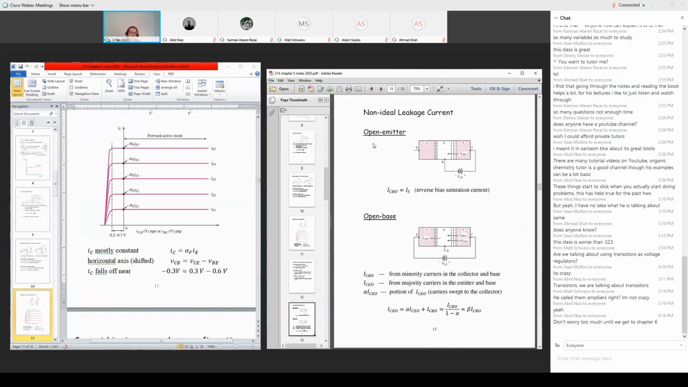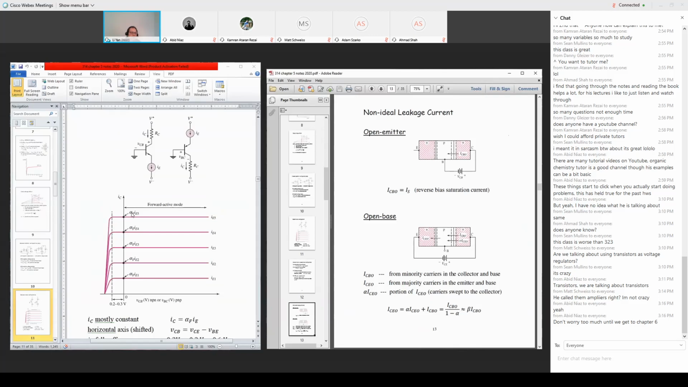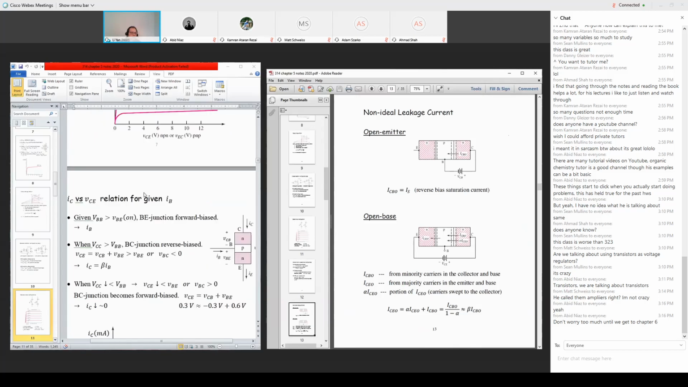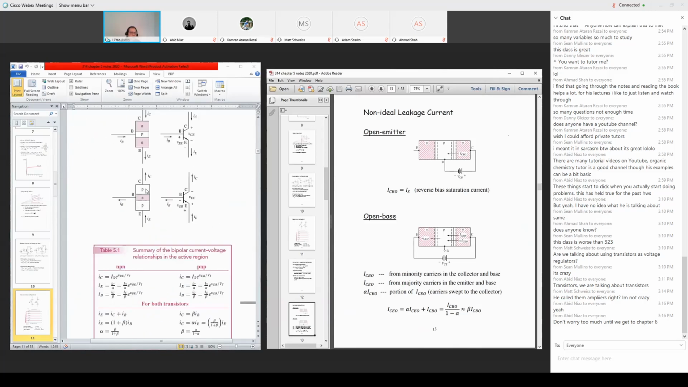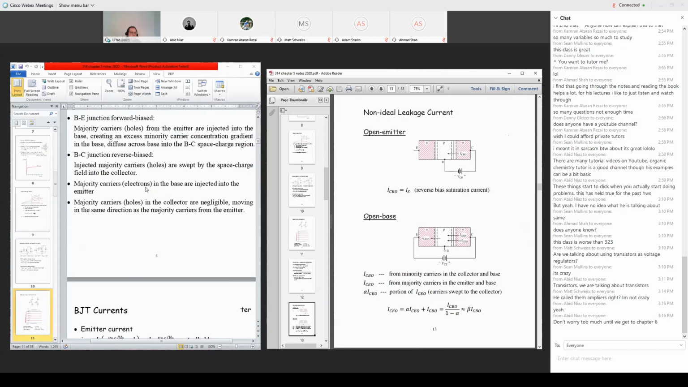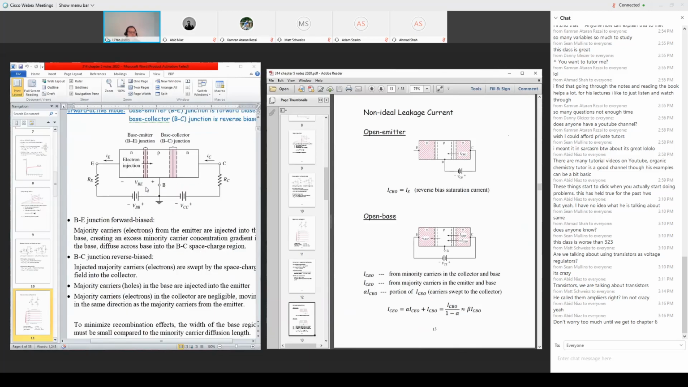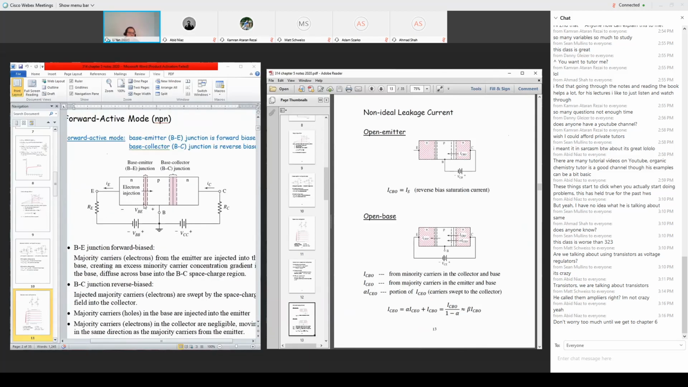It says one is open emitter. So let's refer to the original configuration, forward active mode, to the left. To the right, what if I remove the bias voltage VBB? So I remove the one voltage power supply, and the emitter becomes open. That's the open emitter situation.